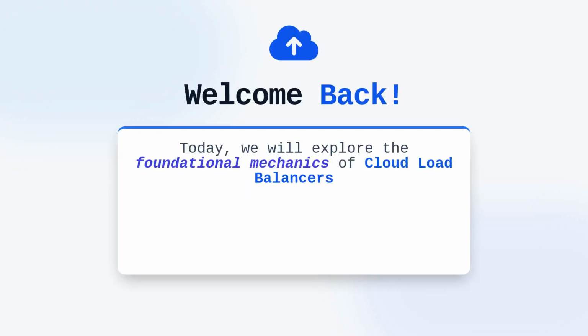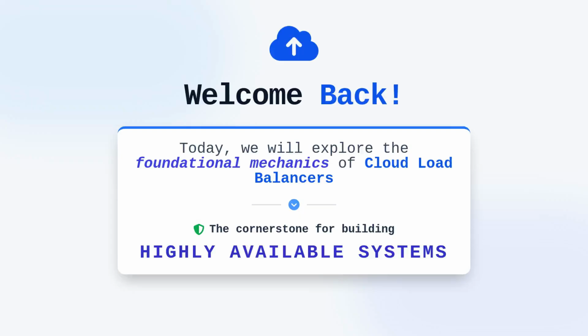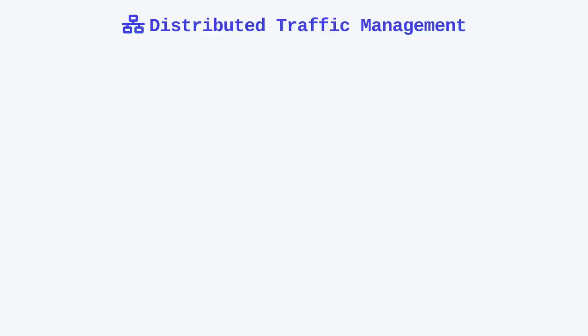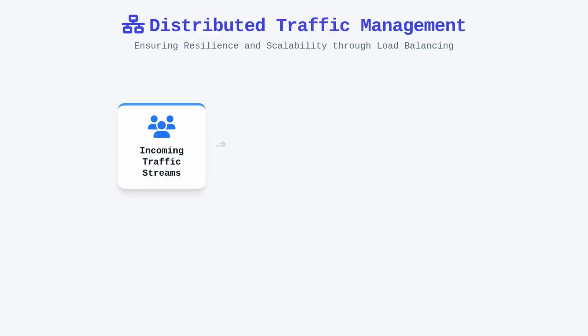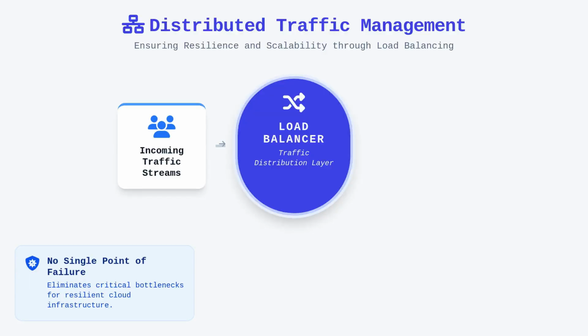Hello, welcome back. Today, we will explore the foundational mechanics of cloud load balancers as a cornerstone for building highly available systems. In any distributed architecture, the primary challenge is to manage incoming traffic streams across multiple compute instances effectively. Relying on a single entry point creates a single point of failure that fundamentally contradicts the goal of resilient cloud infrastructure. Load balancers act as the traffic distribution layer, sitting between the end user and your backend resources to ensure no single instance is overwhelmed.